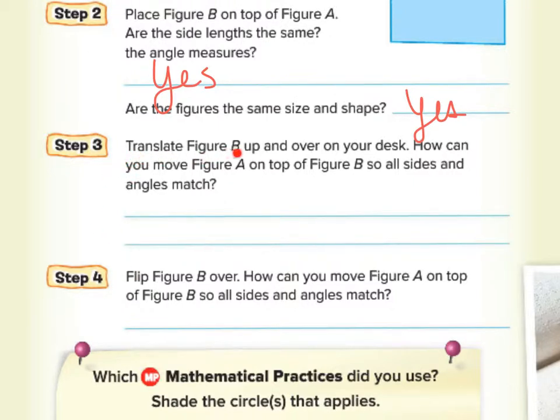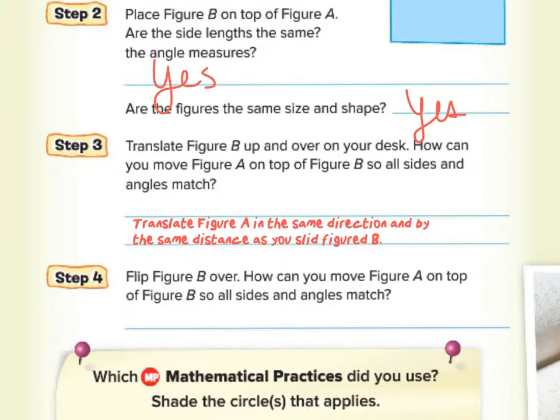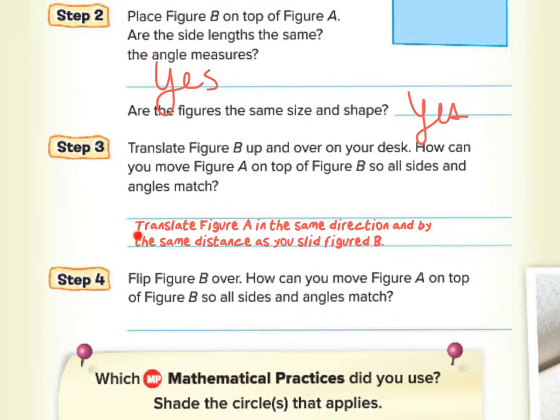So translate figure B up and over your desk. How can you move figure A on top of figure B so all sides and all angles match? Well, you would have to do the same, correct? I would say translate figure A in the same direction and by the same distance as you slid figure B. Just match the same motion and translate it the exact same way so that they match.